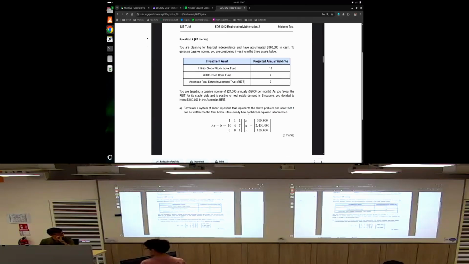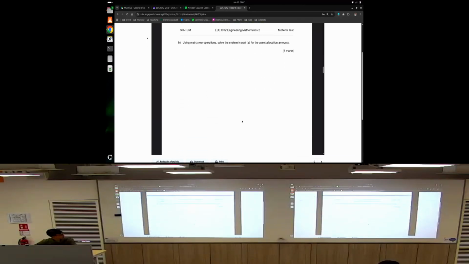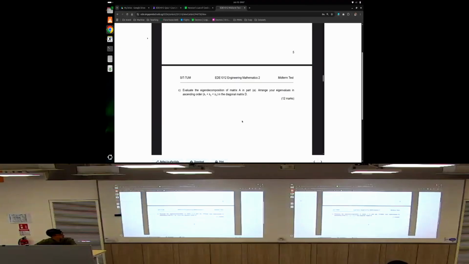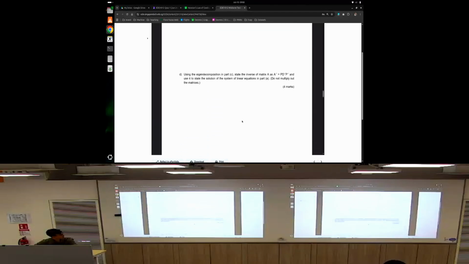Then question 2 is on linear algebra. You can see the question is quite similar to one of the tutorial questions that you have, which is on the modeling of a financial portfolio, trying to get some income subject to some constraints. The first part usually is the math modeling part, followed by the solving part.